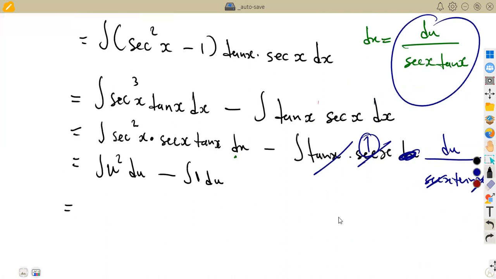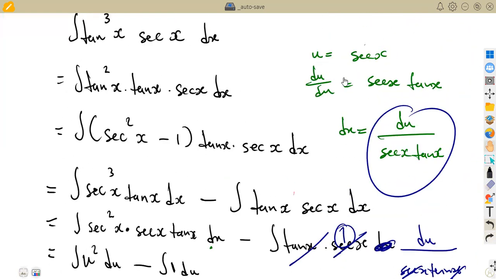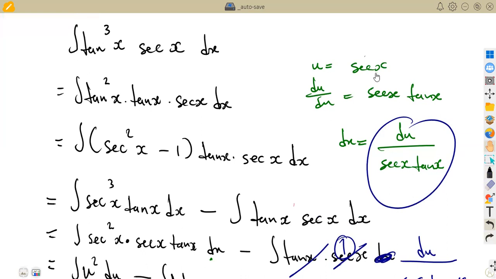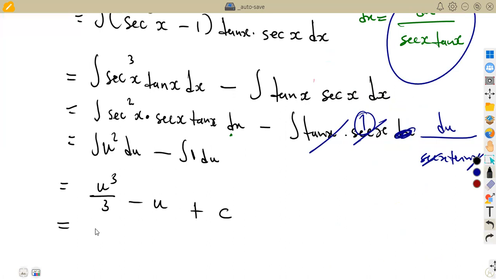All right, let us integrate this. U to the exponent of 3 over 3 minus 1 with respect to u is going to be u, plus the constant of integration. So that's it. Remember, u was equal to what? We introduced u before. We said u is equal to sec x. So where we see a u, we are going to substitute sec x. So that is sec to the exponent of 3 of x over 3, minus u, which is sec x. So this is sec x, plus the constant of integration.